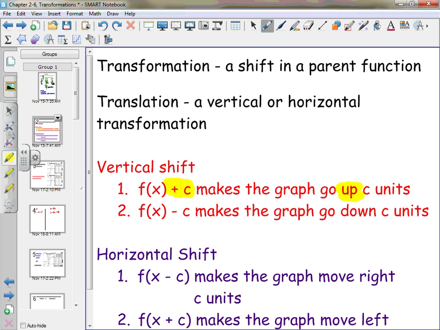Okay. Now, if you're going plus c, you're moving it up c units. If you're going minus c, that means you're going to be going down c units.